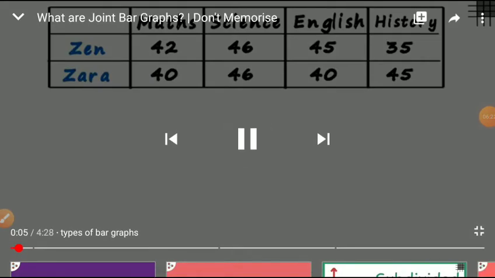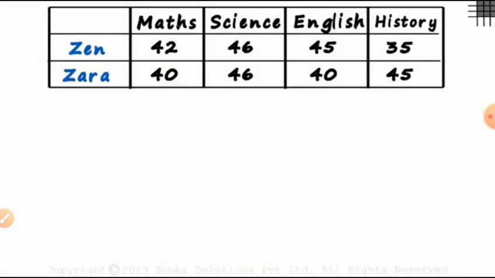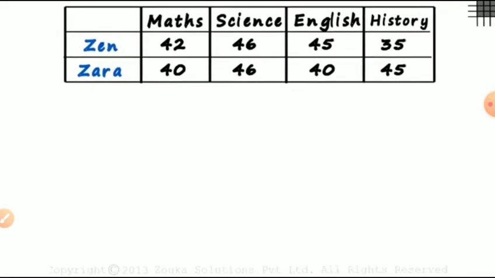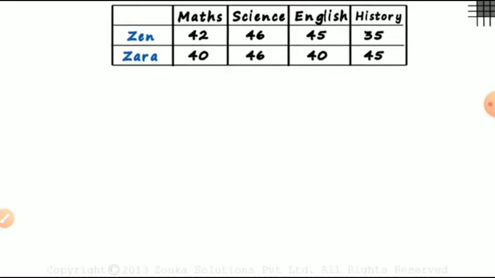That bar graphs are used to represent data aesthetically. But there are different kinds of graphs that can be used to represent different kinds of data. Say we want to compare the marks of Zen and Zara in 4 subjects: maths, science, English, and history. These are the marks they obtained in the 4 subjects. So to compare the performance of Zen and Zara, let us draw 2 separate bar graphs to represent their marks.